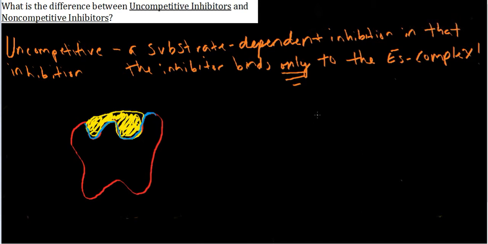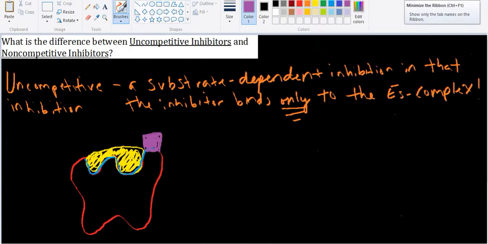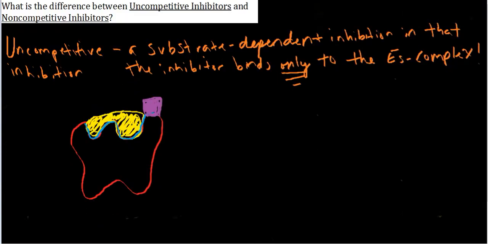So your uncompetitive inhibitor, I'm just going to draw a square as the uncompetitive inhibitor. Okay, so your uncompetitive inhibitor binds to the ES complex, which is the whole blue, red, and yellow. Okay, that's where your uncompetitive inhibitor binds to. Okay, so that's just your quick, generic, basic, to the point what is occurring with uncompetitive inhibition.